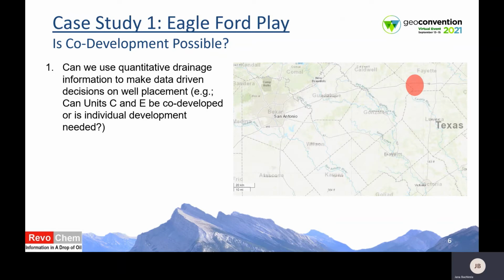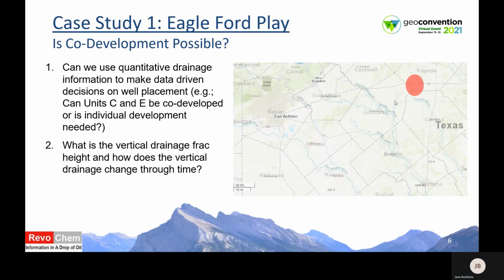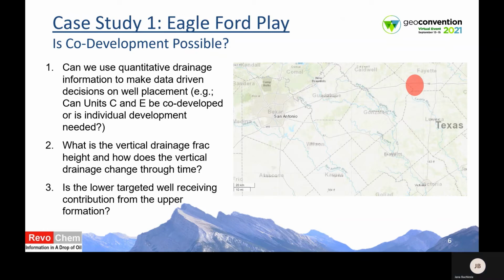In this specific example, we have two units, C and E, that have good reservoir quality, but they're separated by a unit with poor reservoir quality. And we wanted to understand if we could co-develop those intervals or if they have to be individually developed. We also wanted to understand the vertical drainage frac height and how the vertical drainage changes through time. Lastly, we wanted to know if the lower targeted well was receiving contribution from the upper formation.